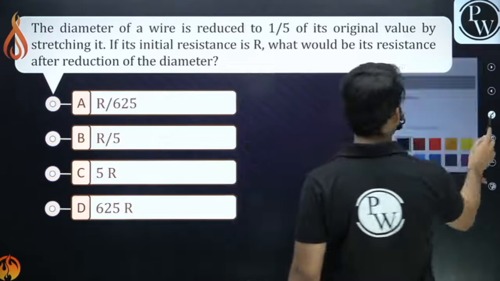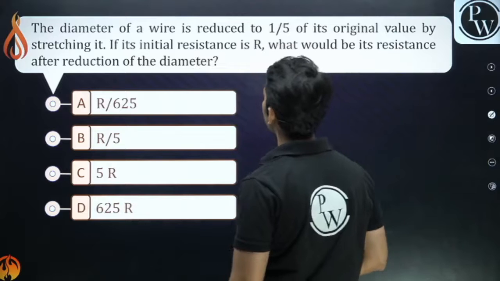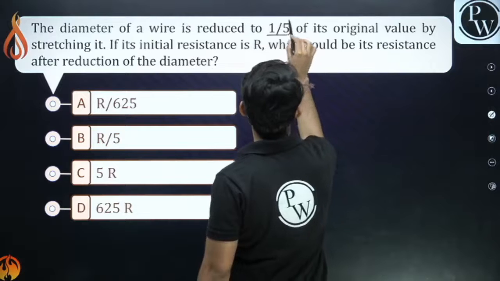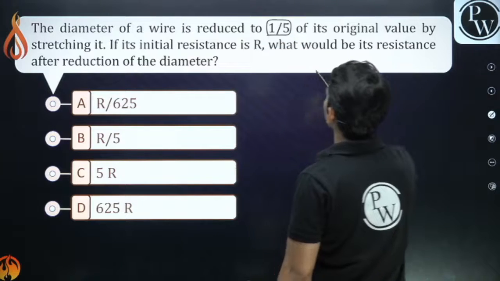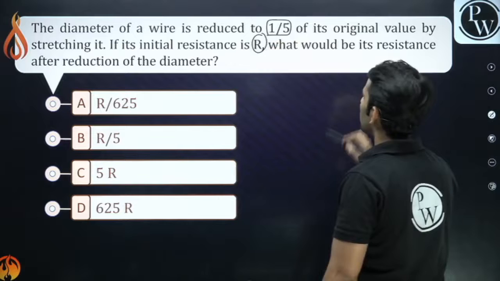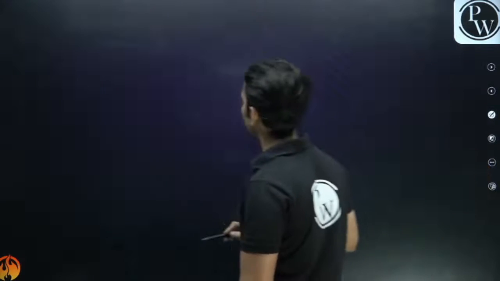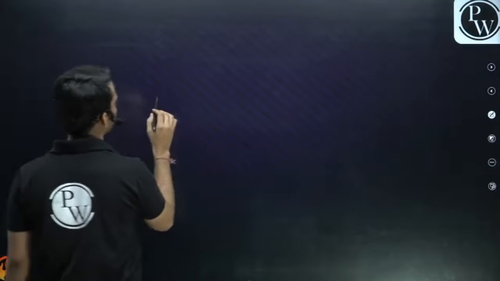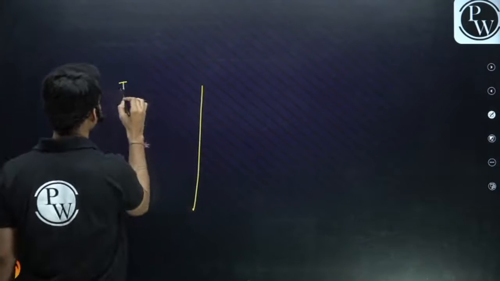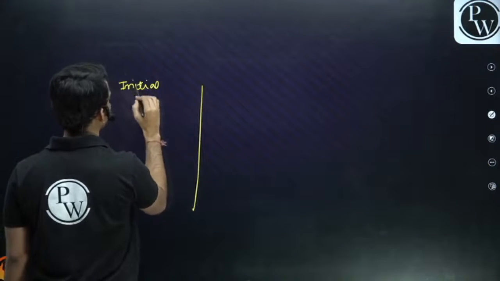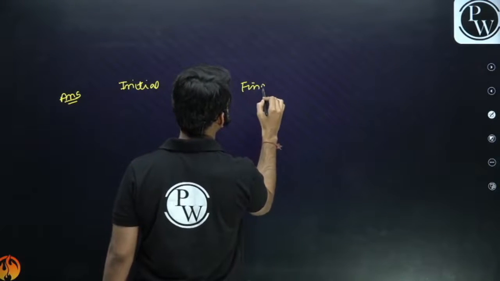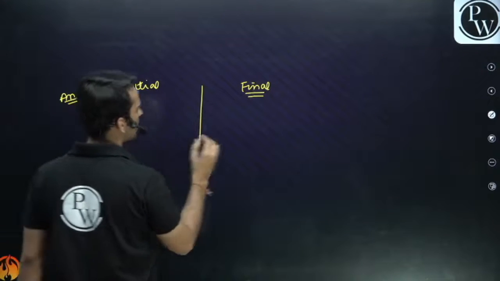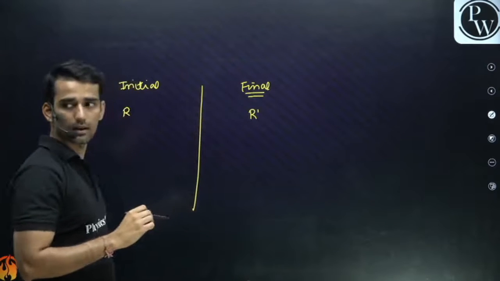So let's have a look at this question. The diameter of a wire is reduced to 1/5 of its original value. If the initial resistance is R, what will be its resistance after reduction? See guys, let's take the initial condition. This is initial, this is final. Let's say resistance is R, new resistance is R dash.